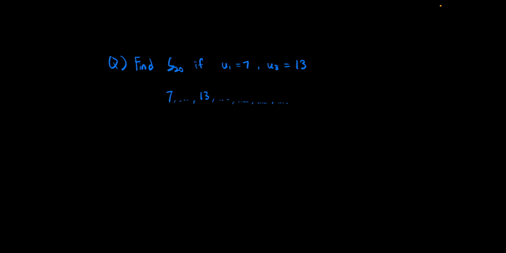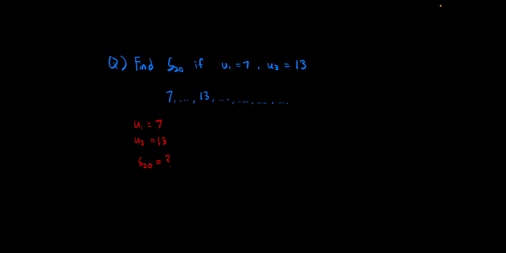So let's look at this example problem, where we are trying to find the sum of the first 20 terms inside of this arithmetic sequence, where the first term is equal to 7 and the third term is equal to 13. One of the very first things that you should do when you do an arithmetic sequence problem is identify what variables you have and what variable you are trying to figure out. In this case, we are given that u_1 equals 7 and u_3 equals 13, and that S_20 is the variable we are trying to look for.